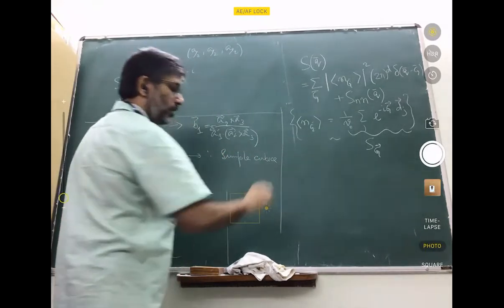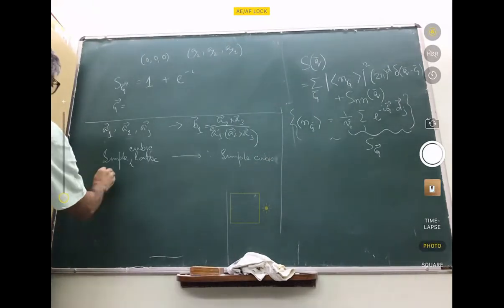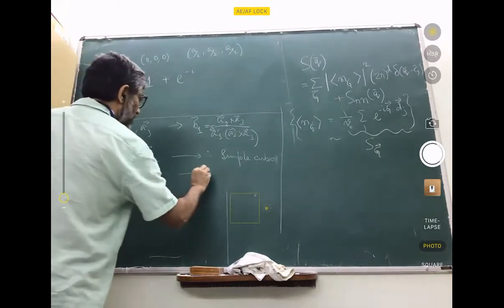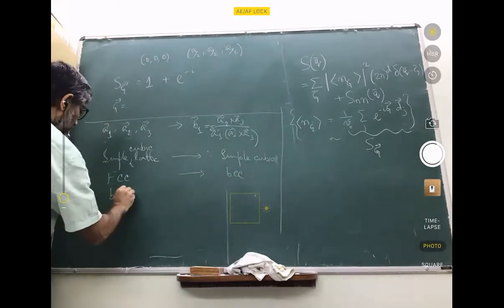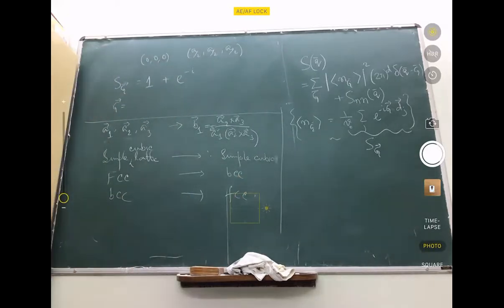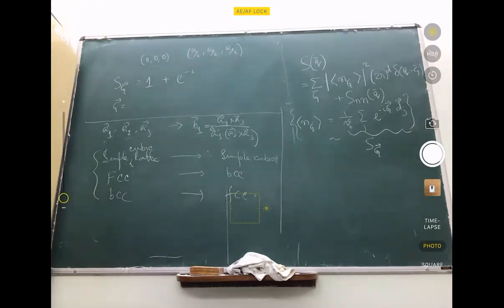you have a simple cubic lattice in the reciprocal space. If you have FCC here, you will have BCC here. If you have BCC here, you will have FCC here. These are things you should always remember. You should definitely work this out. Pretty straightforward, and once you work it out, you should remember it always.